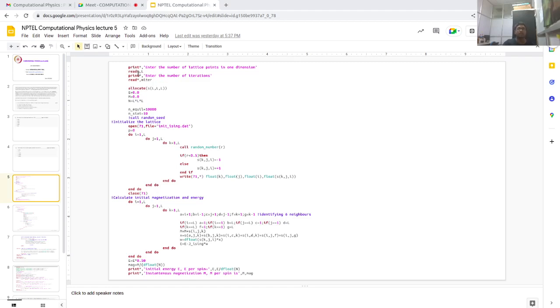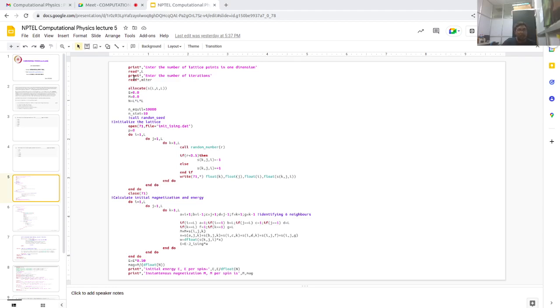And also you can see that if i equals 1, then B is L, right? You have the first spin, so there is no spin on the left side of that spin, and in that case B is assigned a value of L. So in this way you are incorporating the boundary conditions.